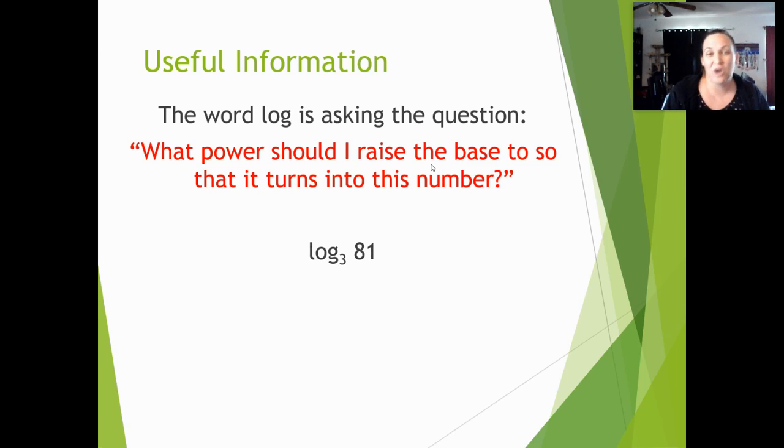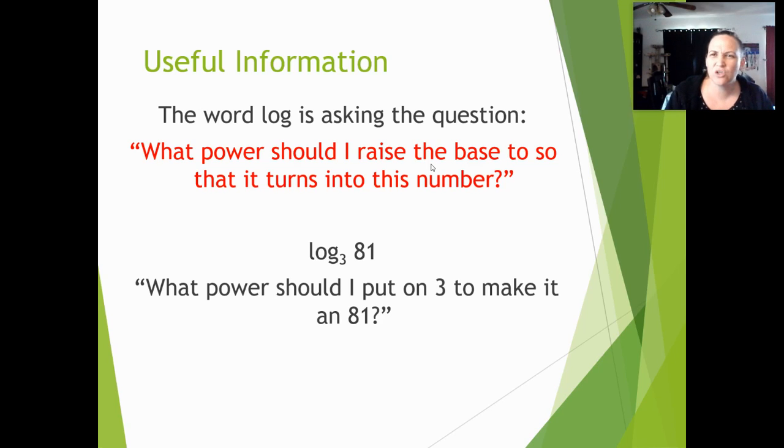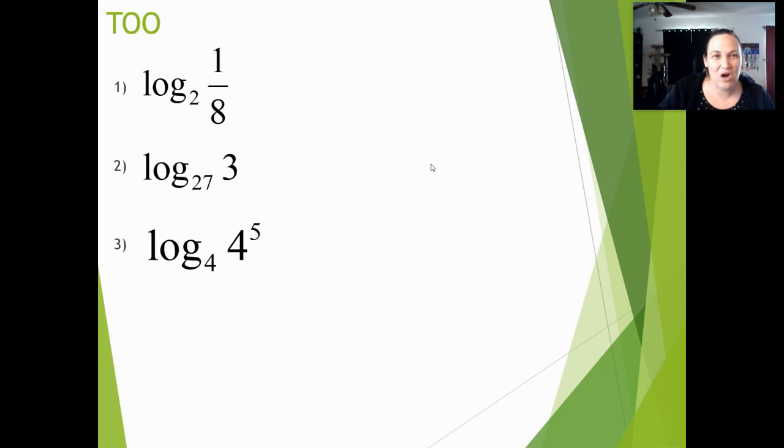So if I'm given this problem, log base 3 of 81, this problem is asking, what power should I raise the number 3 to so that it turns into an 81? What's the exponent that goes on a 3 that changes it to an 81? And if you've started memorizing your exponents from earlier this week, you'll know the answer is 4. The exponent that I put on a 3 to make it an 81 is 4. 3 to the 4th is 81. And then that's just your answer, right? Just the number 4. You don't have to rewrite the whole thing. The answer is 4.